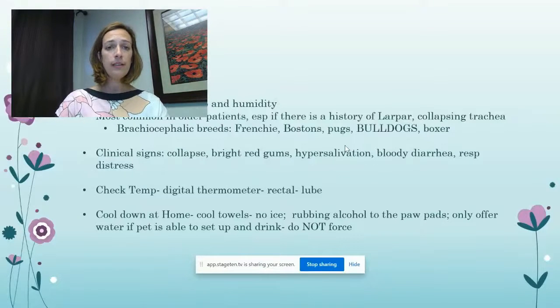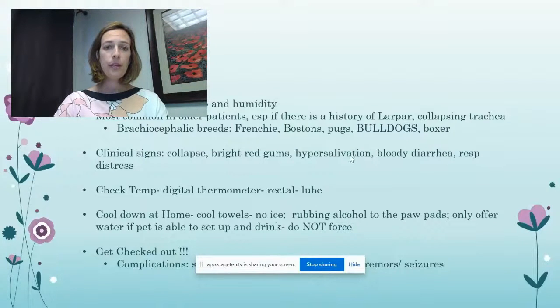If your pet will drink, you can go ahead and give water, but please do not force it. If they're panting enough and salivating enough that they can't drink, I don't want you to force anything. We do need to check them out. 100% we need to get them checked out.